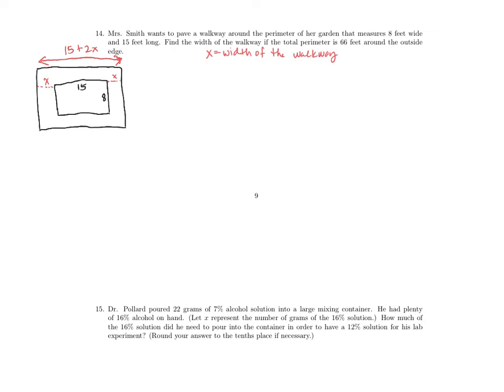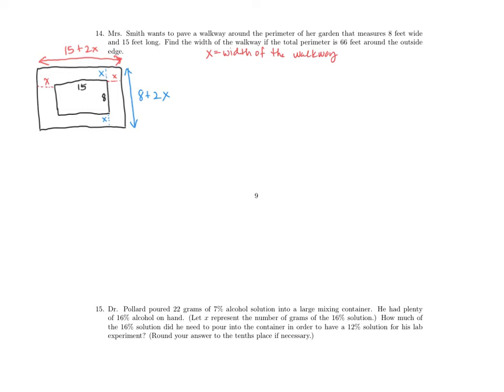Okay? And then I could do the same thing for the width. This is also x, this is 8. So the entire width of the walkway would be 8 plus 2x. Okay, so now I have that, and it says find the width of the walkway if the total perimeter, I'm guessing of the walkway, is 66 feet.